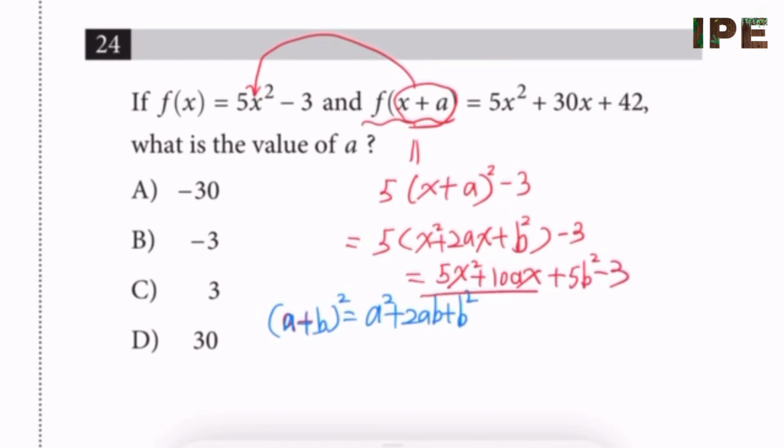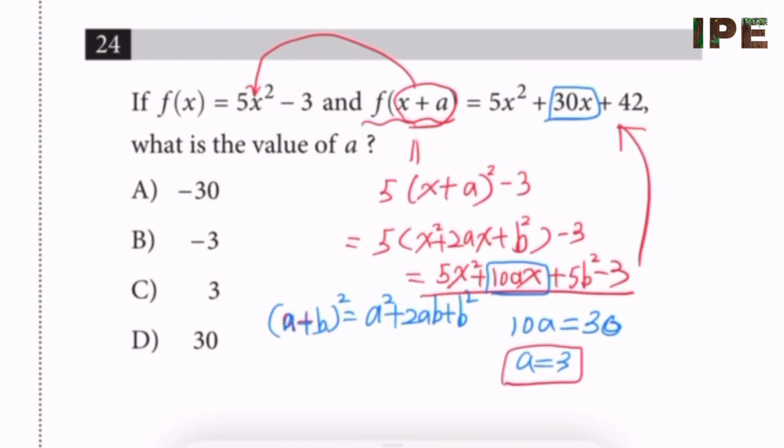Okay, this is supposed to be equal to this. What does it mean? 5x squared, still 5x squared. But the second term is 10ax. But you say that is supposed to be 30x. 10a should be equal to 30. So a should be 3. So 3 is the answer.